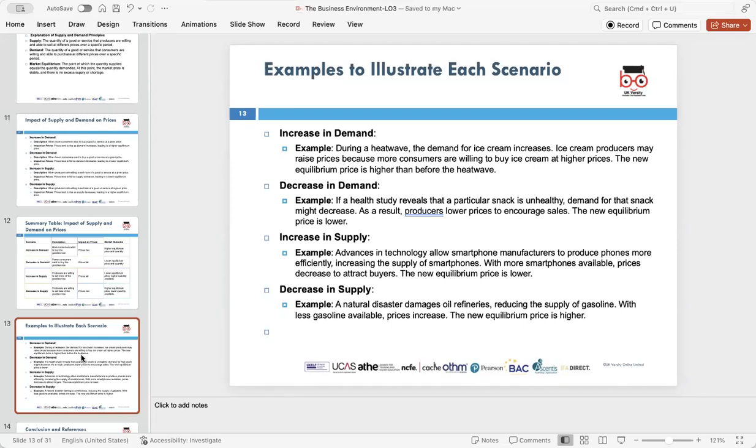Decrease in demand. If a health study reveals that a particular snack is unhealthy, demand for that snack might decrease. So the impact: producers lower prices to encourage buyers, so the equilibrium price is lower.